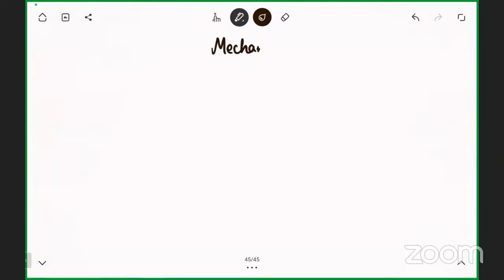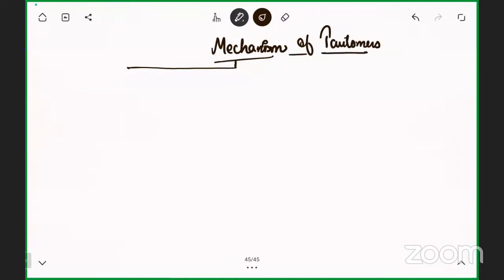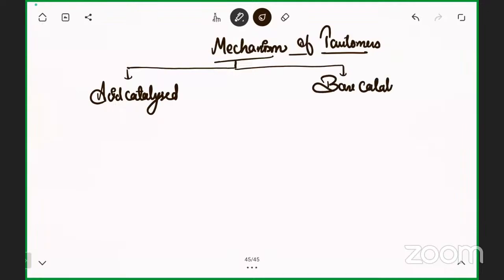Sir, let's discuss the mechanism. What is a mechanism? When we do the reaction in multiple steps. So, the mechanism of tautomers is basically classified into two categories: one is acid catalyzed, another one is base catalyzed. Acid catalyzed means the acid is the catalyst. Base catalyzed means the base is the catalyst.